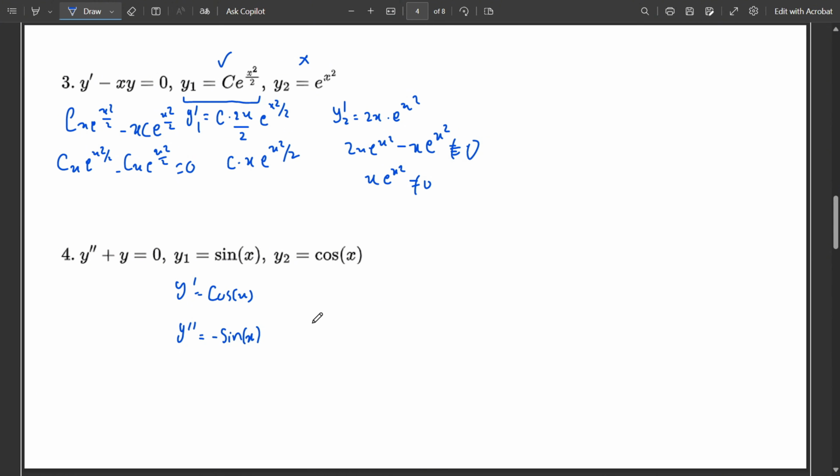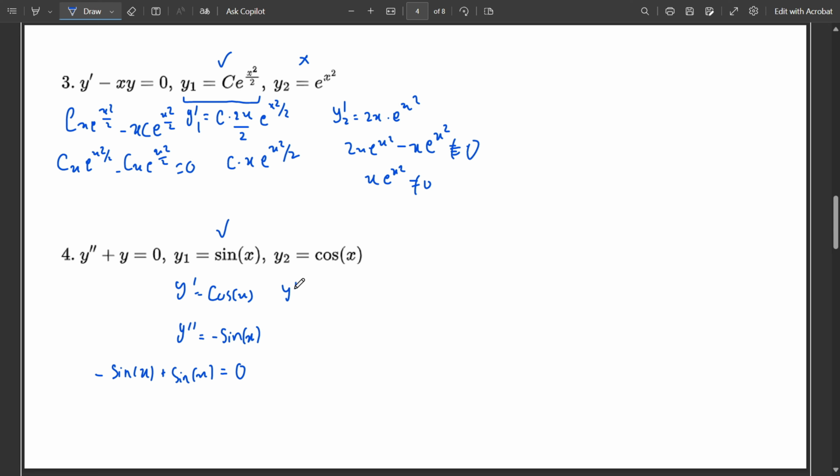Okay, and let us check if this is a solution. So we just substitute it. We have negative sine of x plus y, which is just sine of x. And does it equal 0? Yes, it does equal 0. So this is a solution. Let's check the second proposed solution.